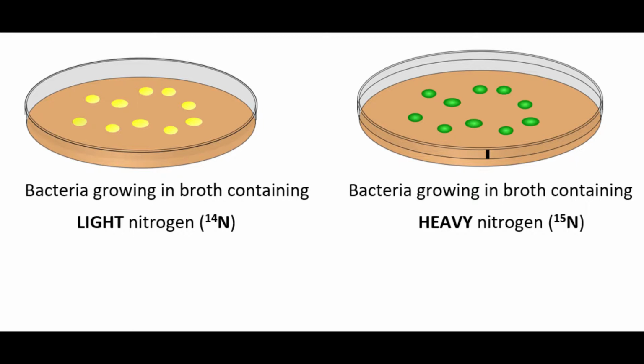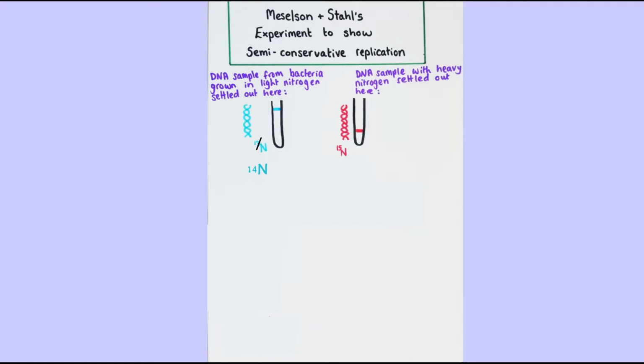As the bacteria grew and divided, it used the nitrogen in the nutrient broth to make the bases for its new nucleotides, which would then be incorporated into their DNA as the DNA replicated. Meselson and Stahl then extracted the DNA from both colonies and spun them in a centrifuge. The DNA from bacteria grown in light nitrogen settled out further up the tube than the DNA from bacteria grown in heavy nitrogen.